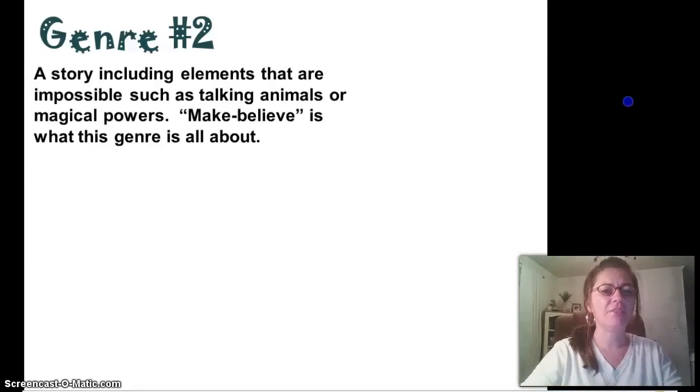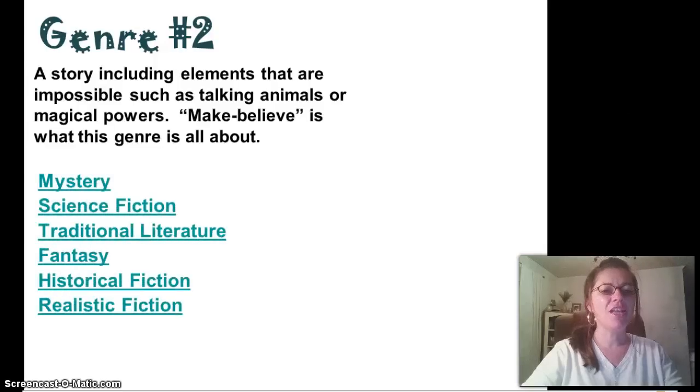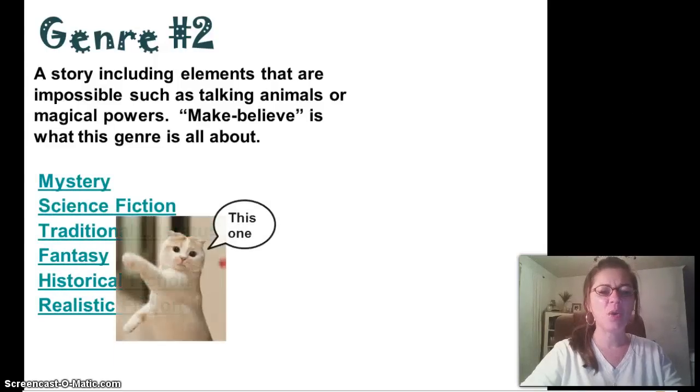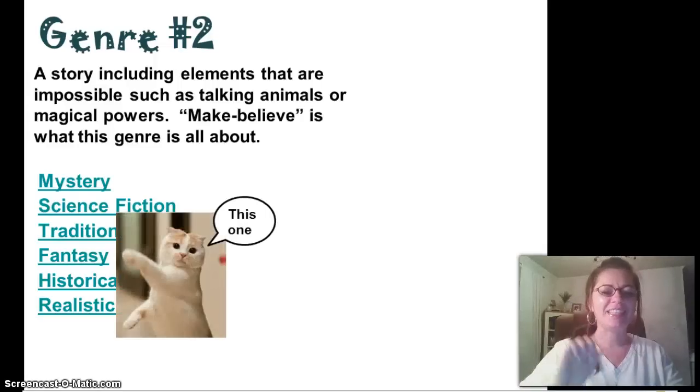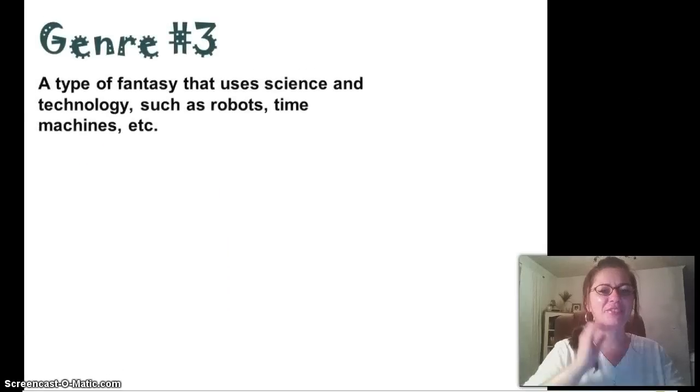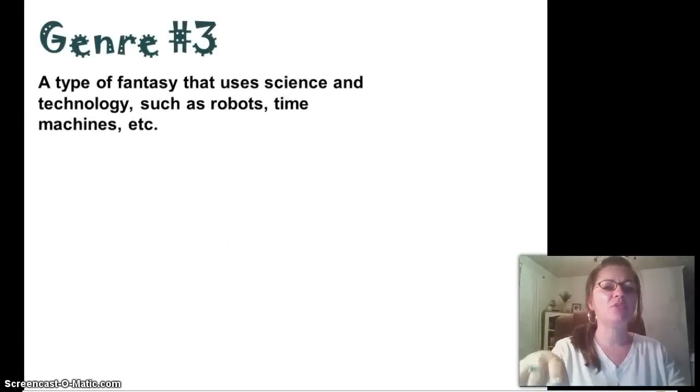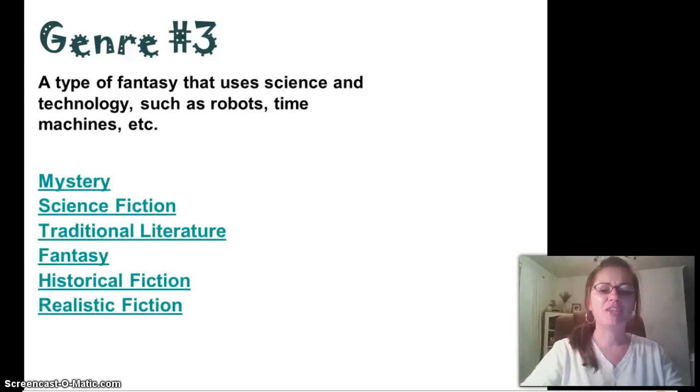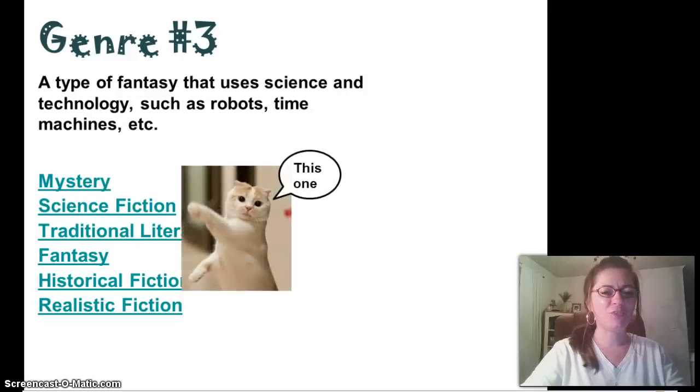Next up, we have a story including elements that are impossible, such as talking animals or magic powers. Make-believe is what this genre is all about. So which one is that? Make-believe. Where does that lead us to? Make-believe is fantasy. This one. Next up, we have genre number 3, type of fantasy that uses science and technology, robots, time machines. You all know this one. Did you choose science fiction? Then you got it right.